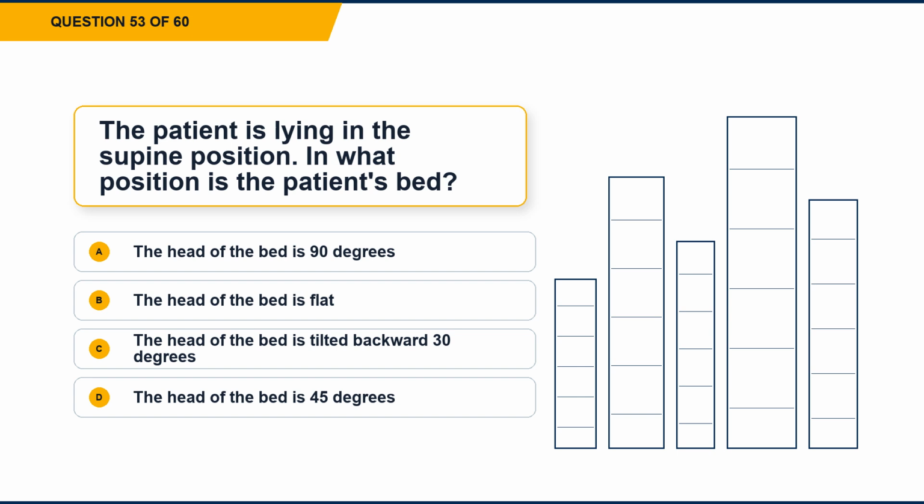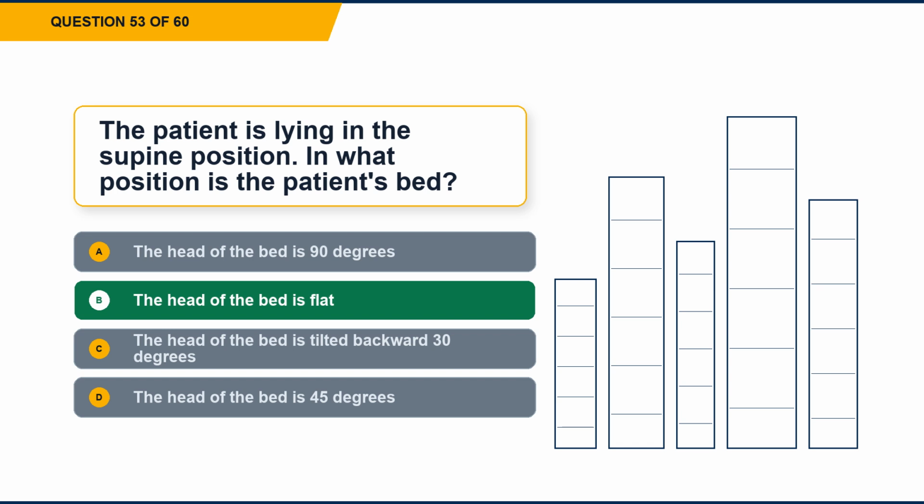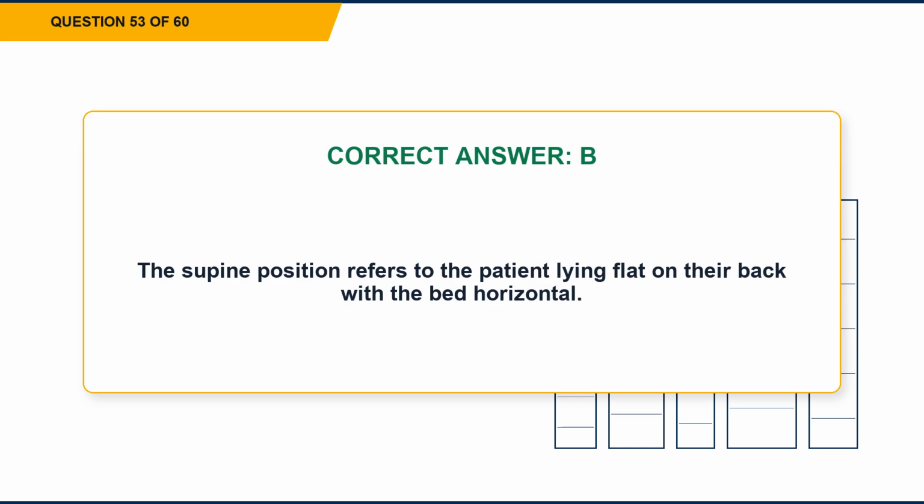Question 53. The patient is lying in the supine position. In what position is the patient's bed? Option A. The head of the bed is 90 degrees. Option B. The head of the bed is flat. Option C. The head of the bed is tilted backward 30 degrees. Option D. The head of the bed is 45 degrees. The correct answer is option B. The head of the bed is flat. Explanation. The supine position refers to the patient lying flat on their back with the bed horizontal.